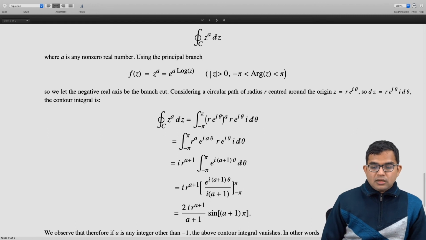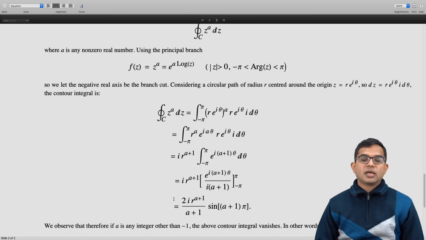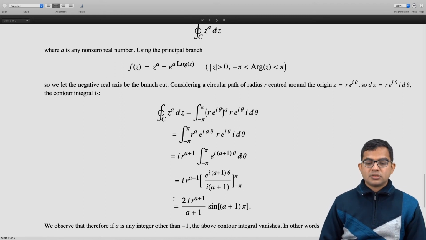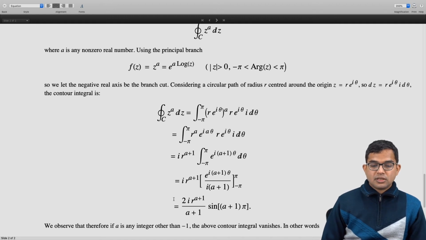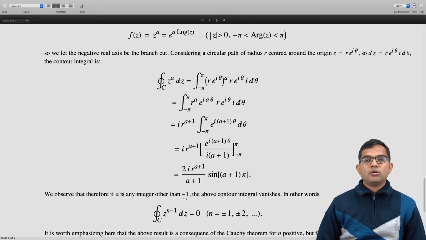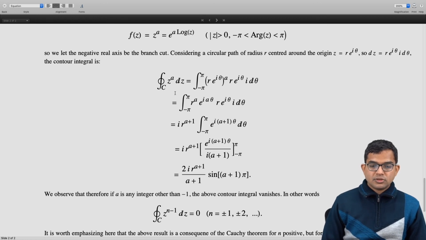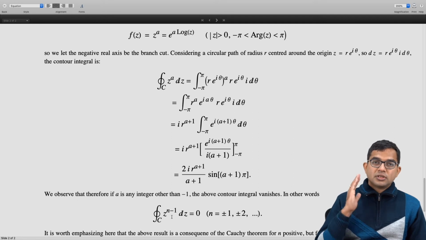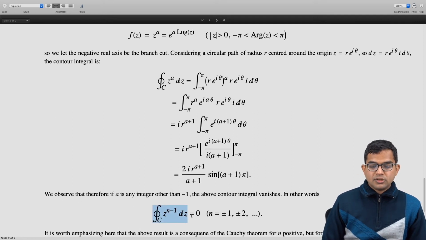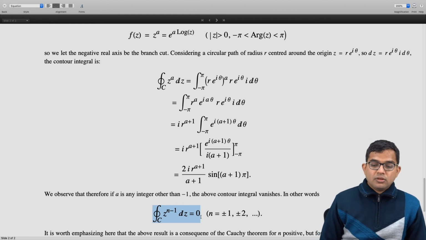So some thought reveals that if a is any integer other than minus 1, then immediately we see that this contour integral actually vanishes, right? So in other words, we have this result: the contour integral of z to the n minus 1 dz is 0 for any integer n which is not 0, right? So I have shifted this, so instead of z to the a, I have taken it to be z to the n minus 1, and then if n is plus or minus 1, plus or minus 2, for all integer values other than 0, this integral is 0.